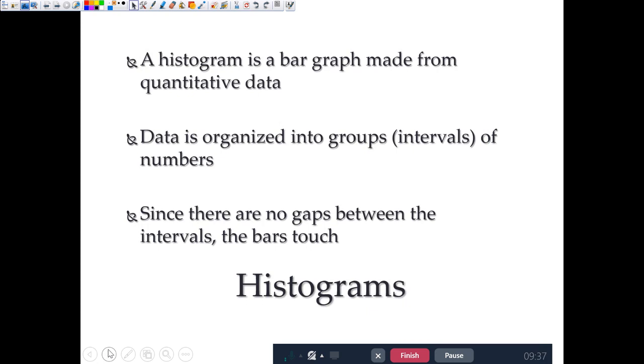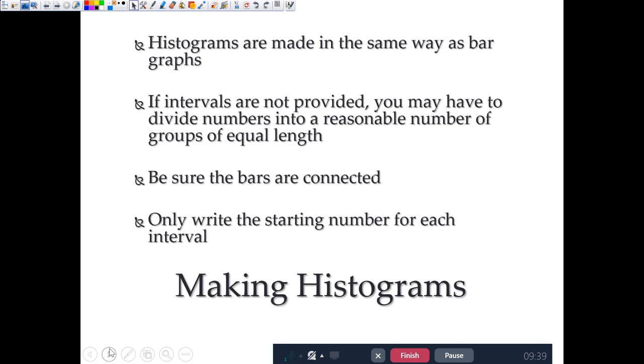So histograms are made in the same way as bar graphs, so they need to have a title, you need to label the axes, they need to start at 0 and then you need to go up by the same interval. The only part here is that if the intervals are not provided, you may have to divide the numbers into a reasonable number of groups of equal length. Be sure that the bars connect and only write the starting number of each interval, okay? Most of the time, they will provide the intervals for you, however, sometimes they may not.